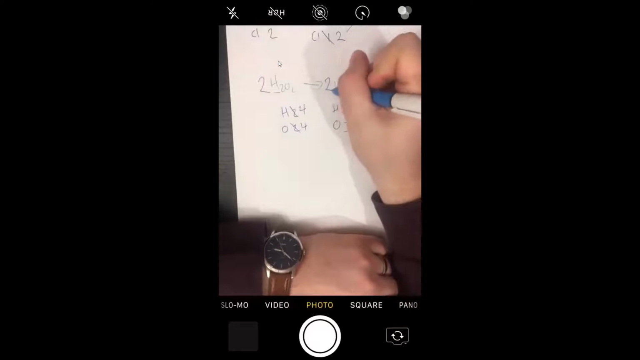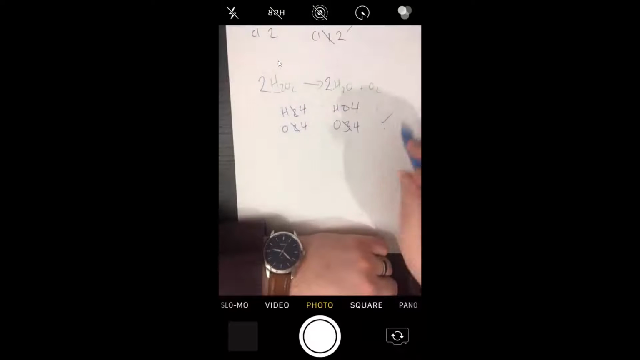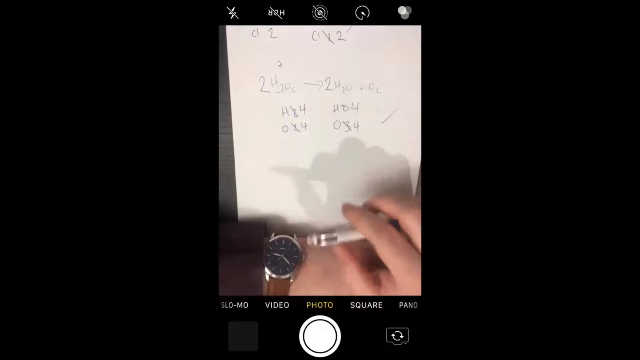So if I put a 2 here, then that oxygen goes 2 plus 2 makes 4. And then I've got 2 times the hydrogens, which is going to make 4 hydrogens. This is now balanced. Okay.